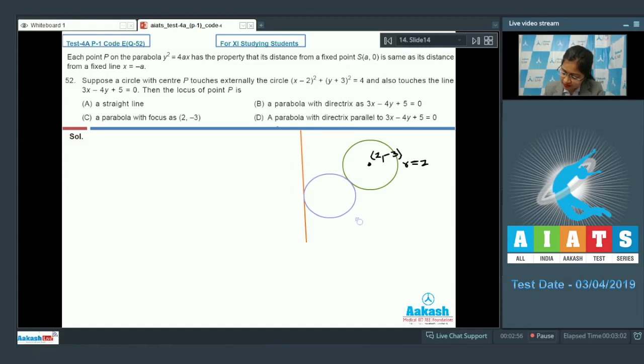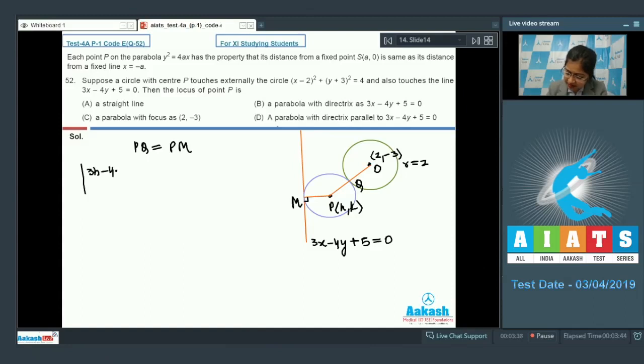So that circle would be something like this, right? Let us say its center is (h, k), that is P. Now we know that PM is equal to R, and let us say this is O and this is Q. So we can say that PQ is equal to PM is equal to the radius of the circle, right? Now PM can easily be found because we know the line as 3x minus 4y plus 5 equal to 0. So the distance PM will be equal to modulus of 3h minus 4k plus 5 upon 5. This is PM. Now this is equal to PQ.